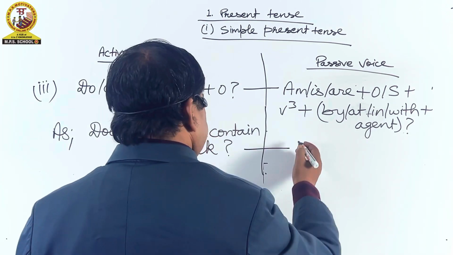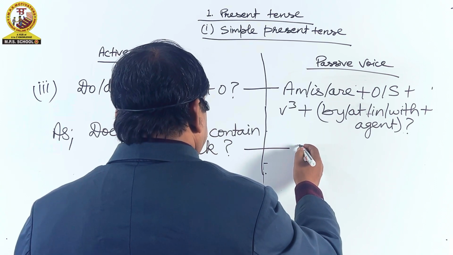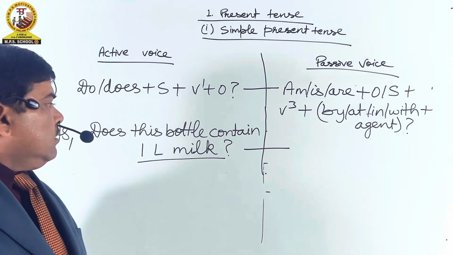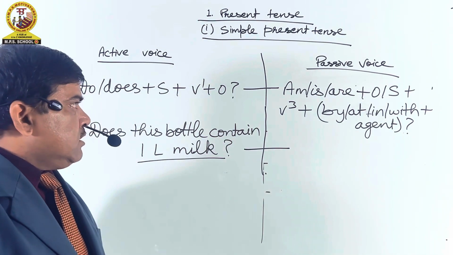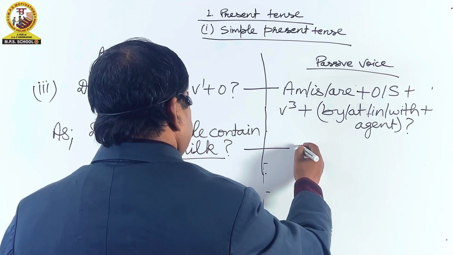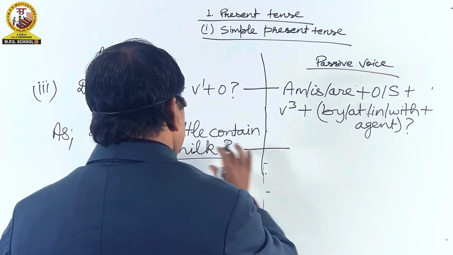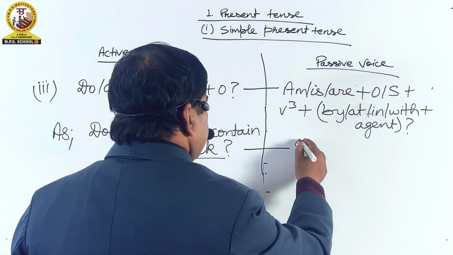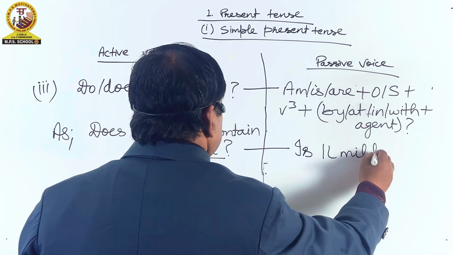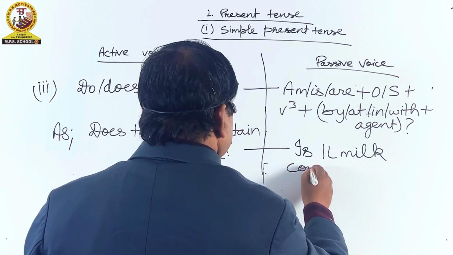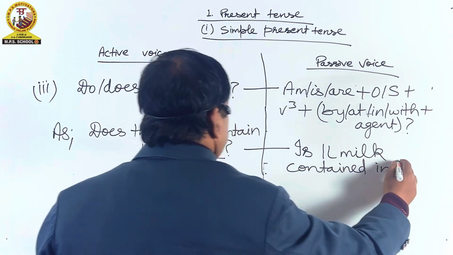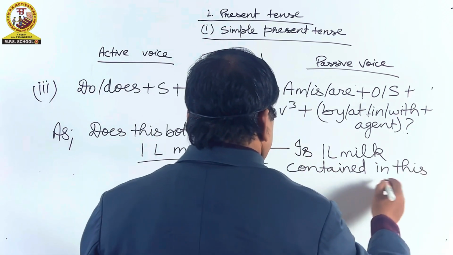The passive voice of this sentence will be: here 1 liter milk is the object of the verb contain, so it will be taken as the subject in the passive voice of this sentence. So we will use is with it because it is in singular number. So: is 1 liter milk contained in this bottle?